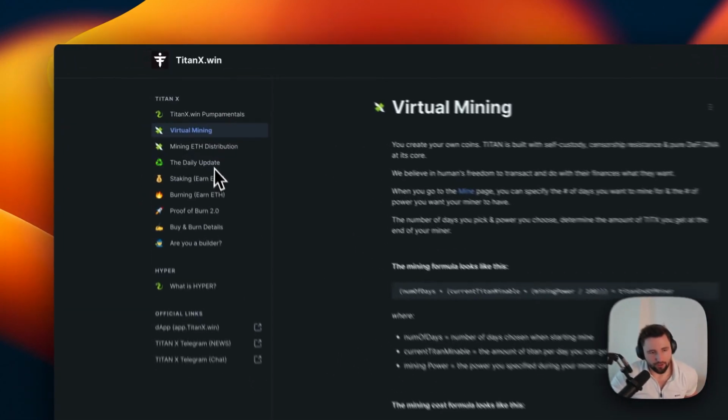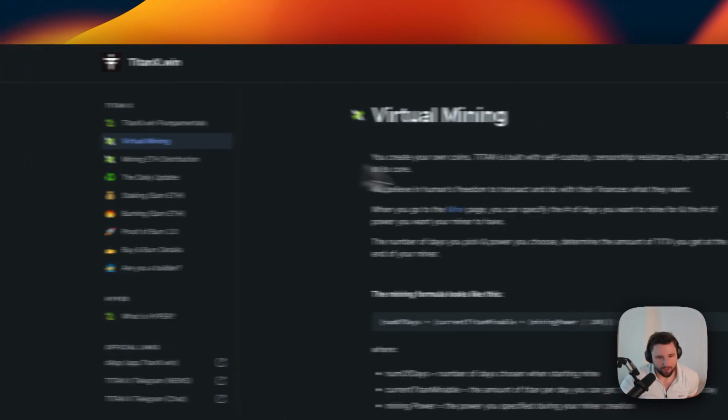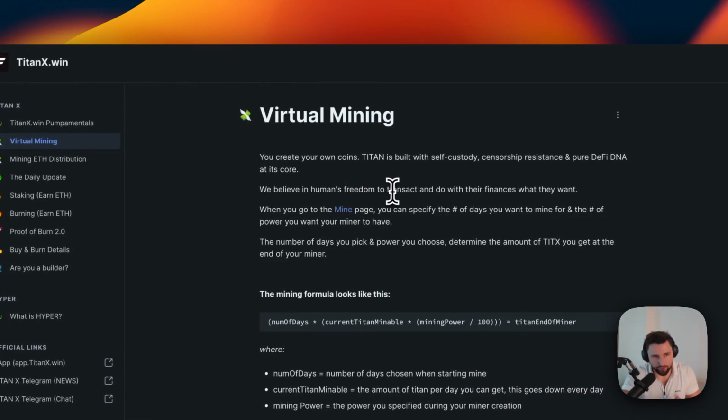So on the left side, you can see virtual mining, ETH distribution, so where the ETH goes from people starting miners. The daily update, this is an absolute key section. Then you have staking, burning, proof of burn 2.0, buy and burn details, and details for builders. Because on TitanX, you can actually build things. There's a proof of burn function built in. It's proof of burn 2.0, which we'll run through once we're at that section. But for now, let's start with the virtual mining.